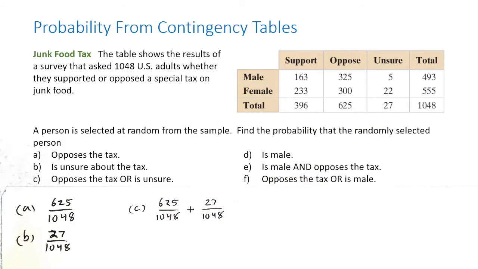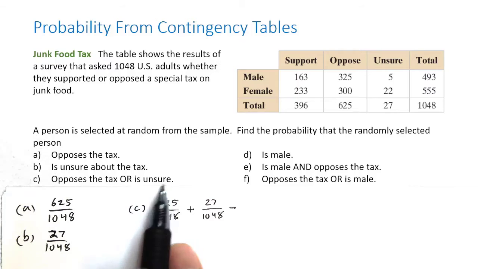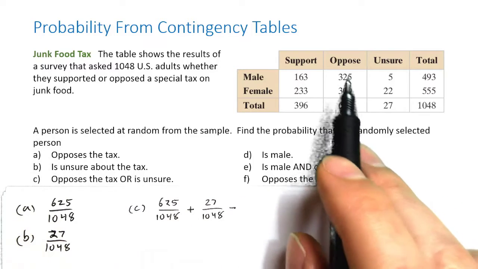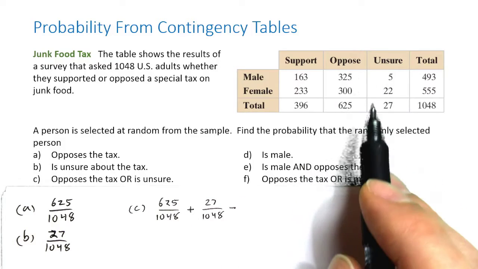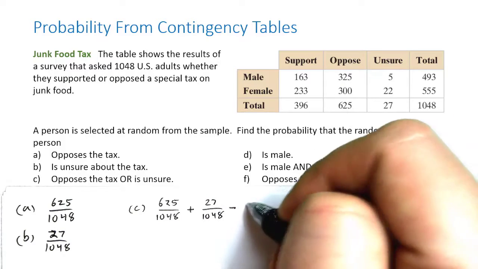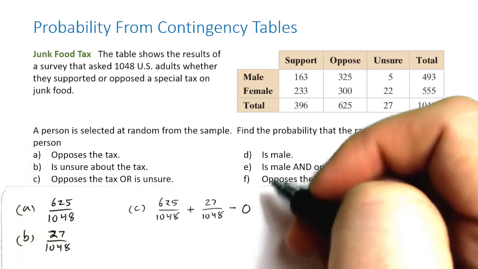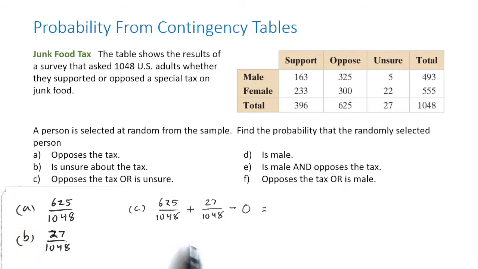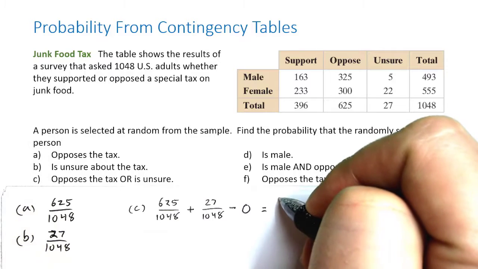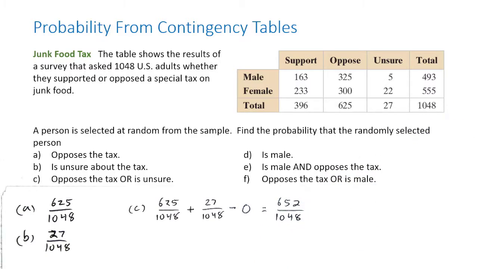And now that addition rule says that we have to subtract the probability that they're opposing the tax and are unsure. So to oppose and be unsure, well, you can't oppose and be unsure. Those are two different opinions. So that probability is 0. So we can simply just add those. And so we see the answer is 652 out of 1048. That's our probability.